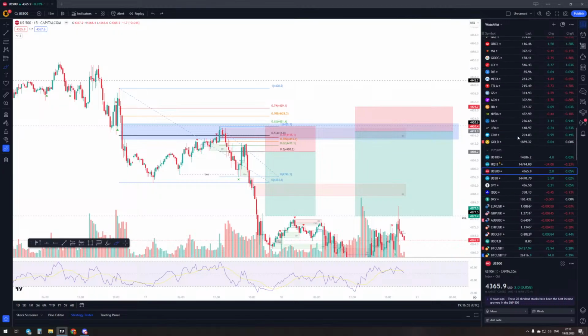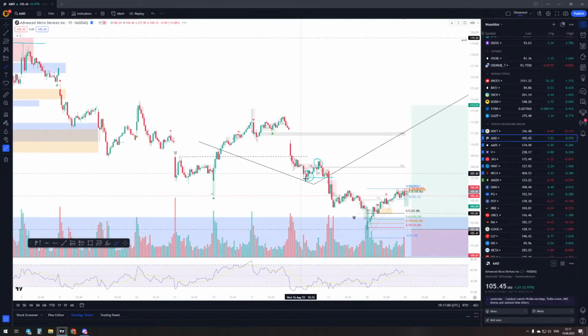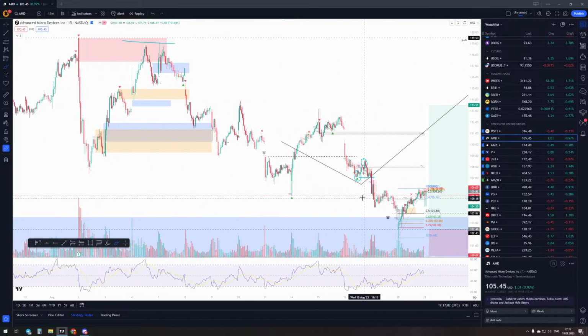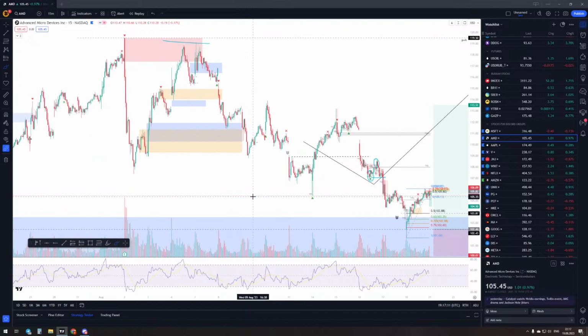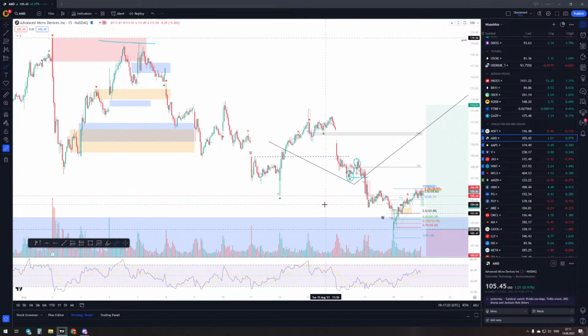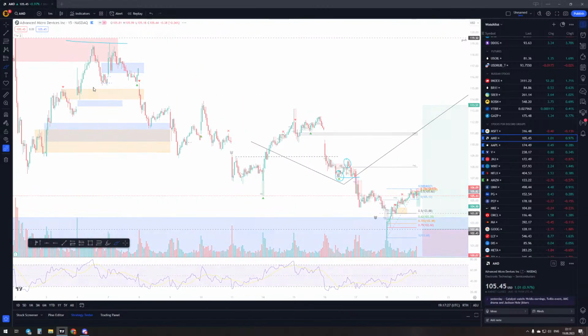Okay, let's go to some stock market, some shares. I had 3 trades that I took, and they were green, but on one I took some loss. So the first trade was AMD. So I go on minutes.